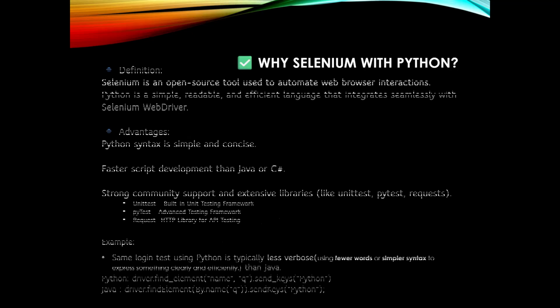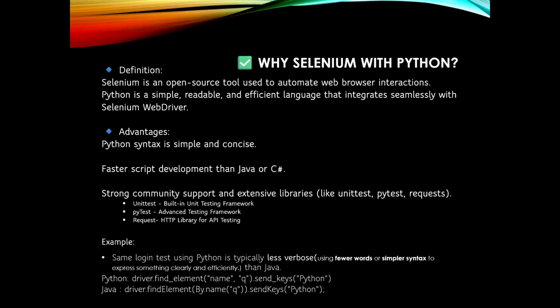Why Selenium with Python? This is one of the interesting questions usually asked by interviewers. We have a bunch of supported languages for Selenium, right? Selenium supports multiple languages like Selenium Java, Selenium C Sharp, Selenium Python, Selenium Ruby. But why Selenium with Python? We know that Selenium is an open source tool which is used to automate web browser interactions. So it mostly automates web applications.